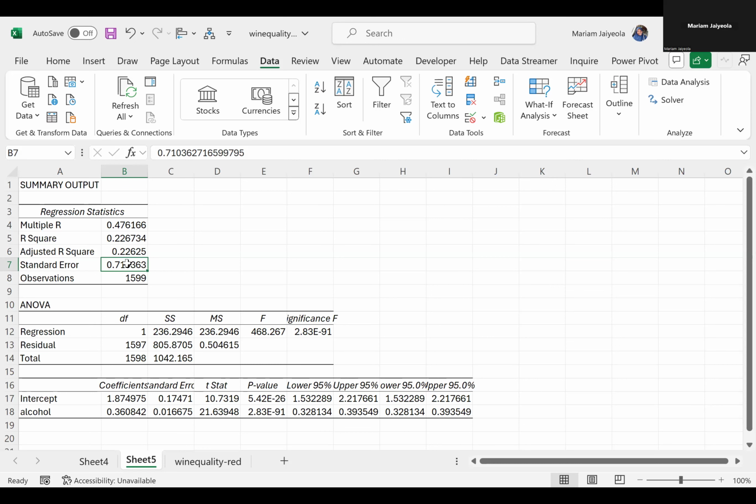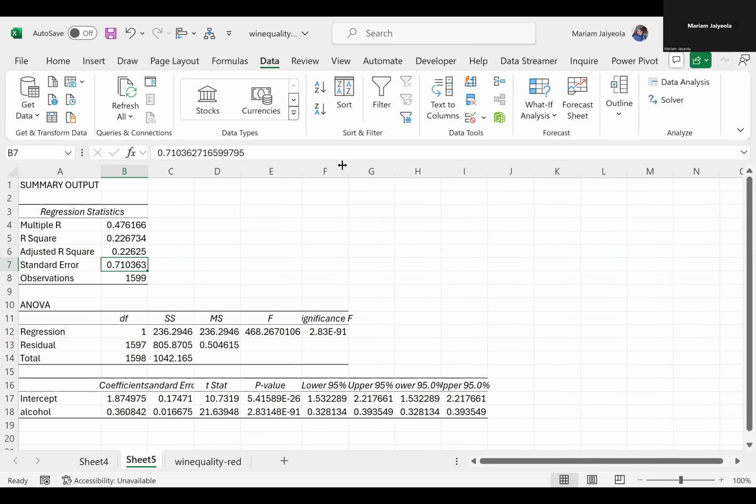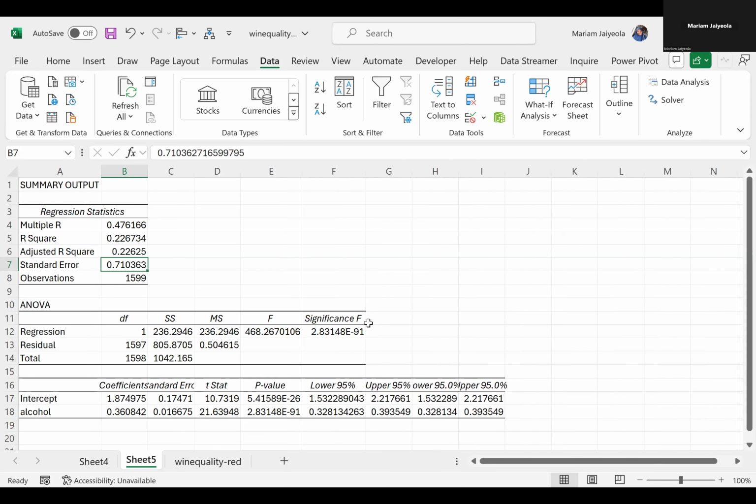It's always an estimate that we are trying to get. We don't have that true value. We're just going to have an estimate of that parameter. So this standard error, the lower the better.